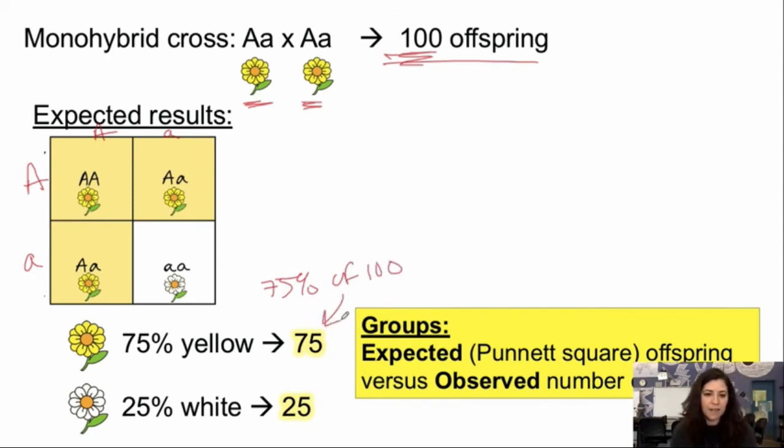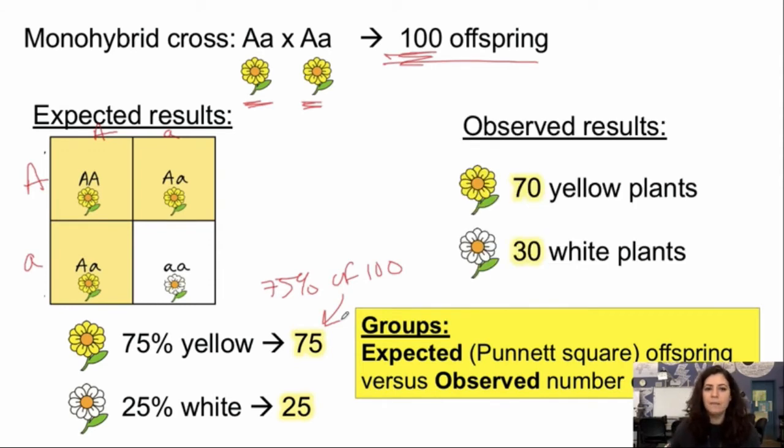We would expect 75 yellow flowers and 25 white flowers. But then we do the experiment and what we actually see would be 70 yellow and 30 white. So the groups we are comparing here in the genetics unit are always going to be the same two groups. We're always going to be comparing the expected outcome, so like how many yellow versus white did we expect to see, versus the observed. And so our null hypothesis is going to be that there's no difference between those two.